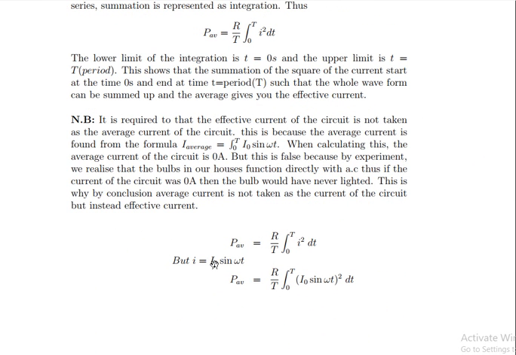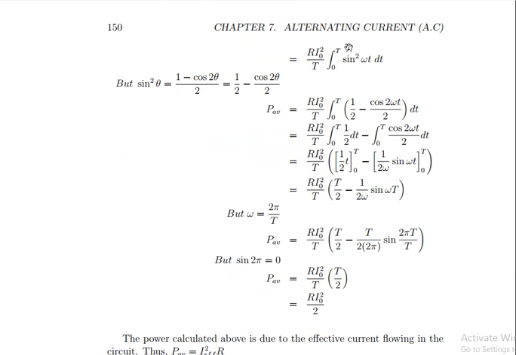So now the I is equal to I0 sine omega t. When we integrate this, we put the square here, we are going to have this. But you know that sine squared theta is equal to 1 minus cos 2 theta all over 2. So when we substitute it here, you're going to have this. So I0 moves out, so we have R I0 squared all over T integral from 0 to T of 1/2 dt minus integral from 0 to T of cos 2 omega t.